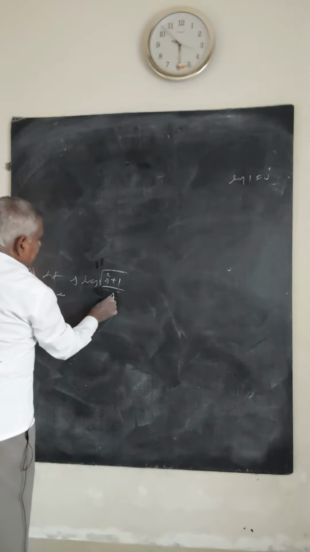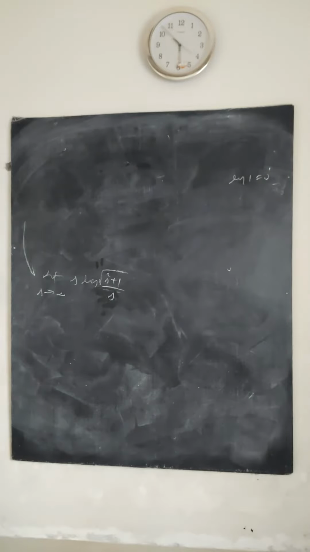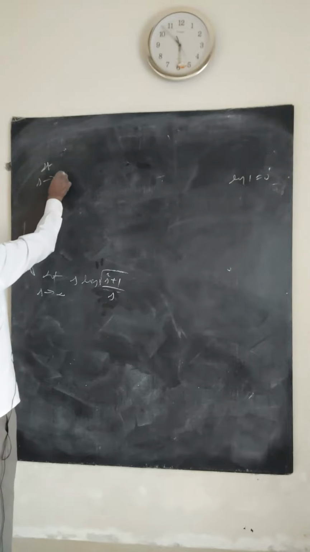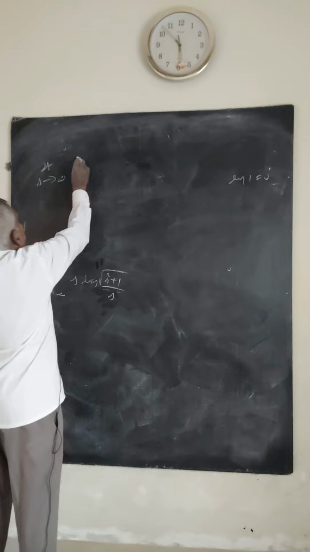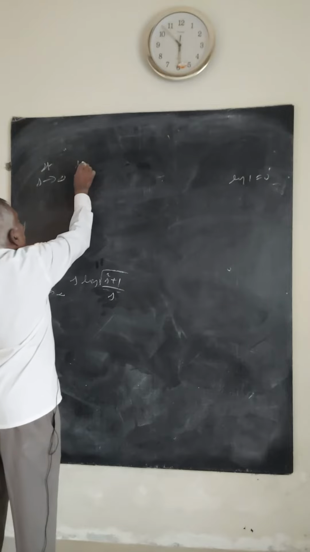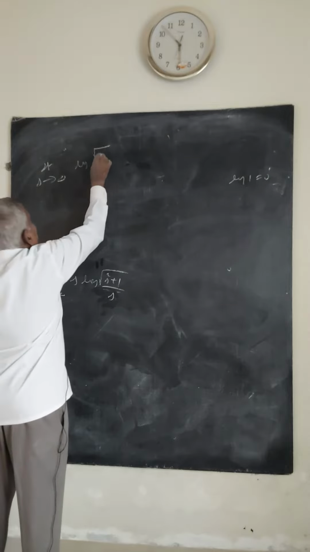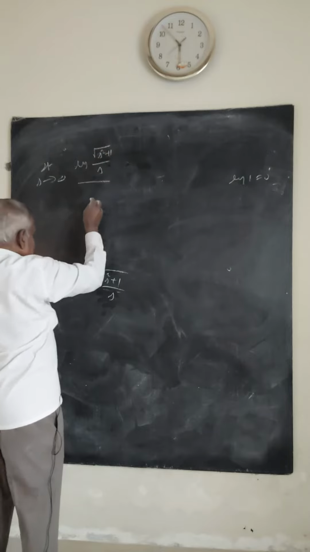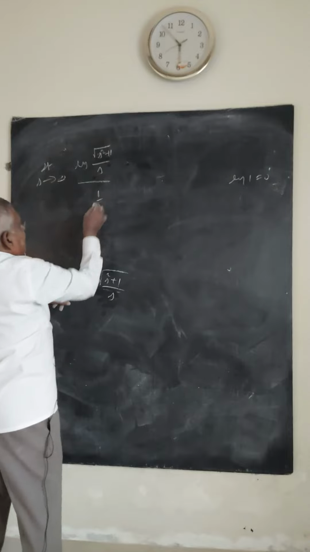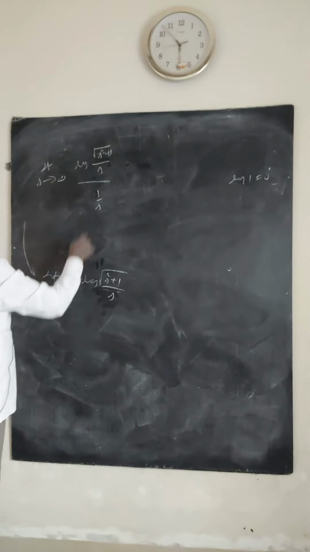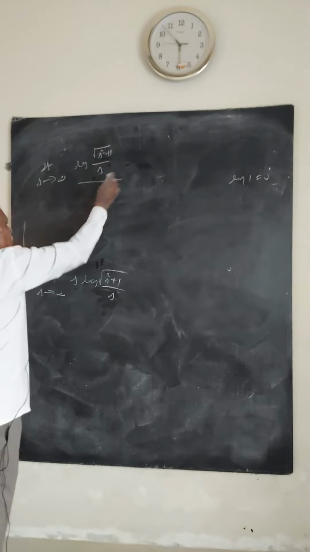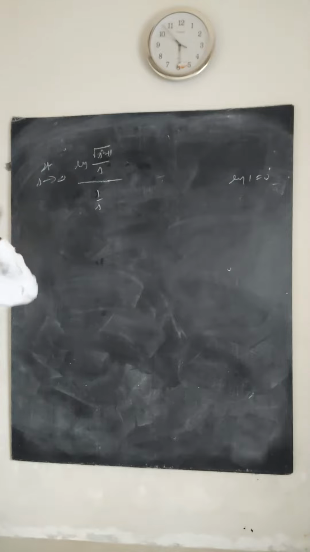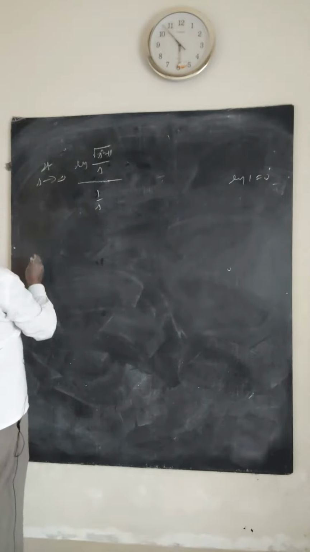We have to create a numerator and denominator to apply L'Hospital's rule. Limit s tends to infinity, log of (root of s square plus 1) by s, and this s comes as the denominator, 1 by s. Now differentiating numerator and denominator separately.